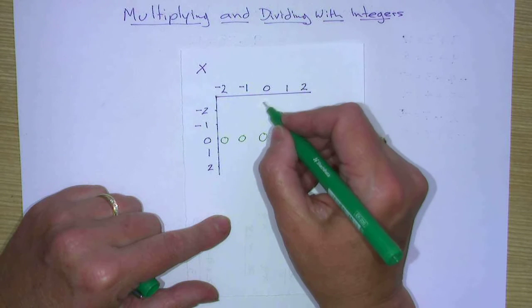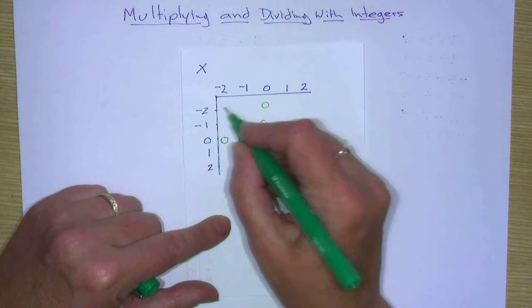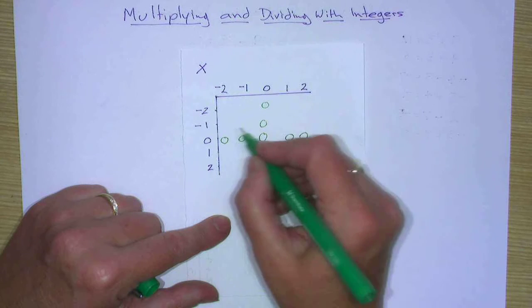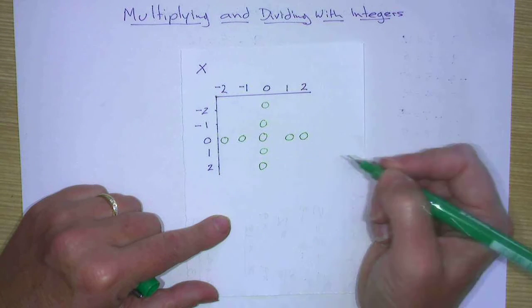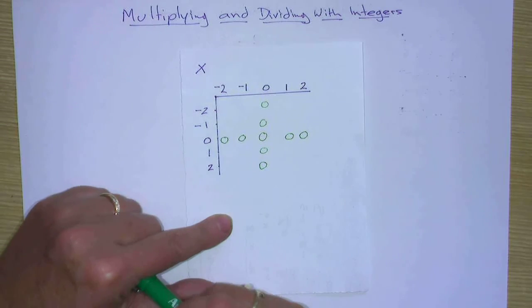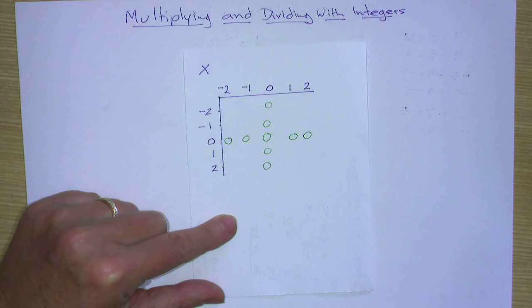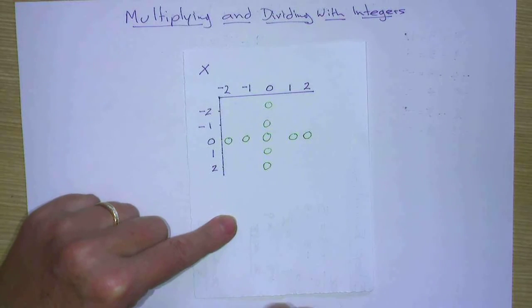So we can do the same this way down. So minus 2 times 0, minus 1 times 0. The rule of anything multiplied by 0 is 0. Now let's look at what happens over here.